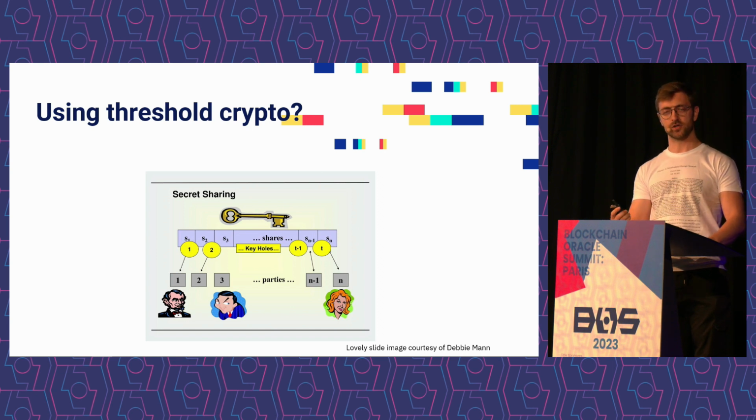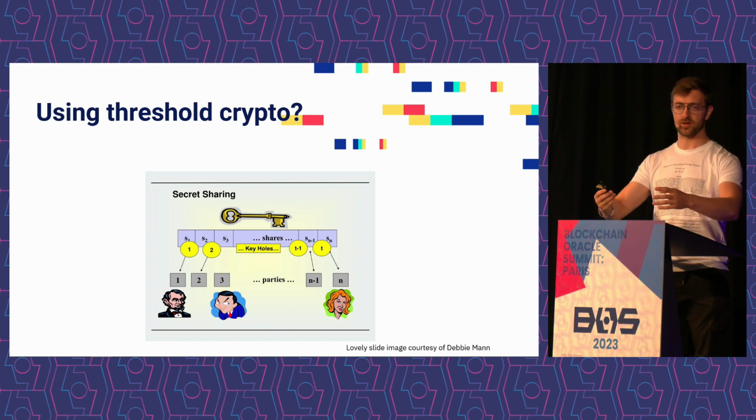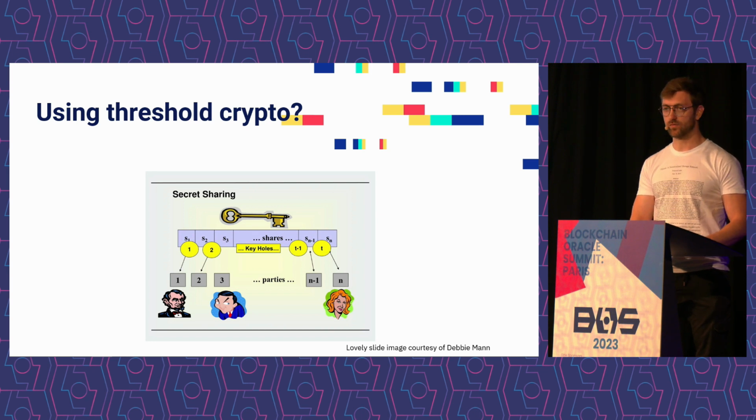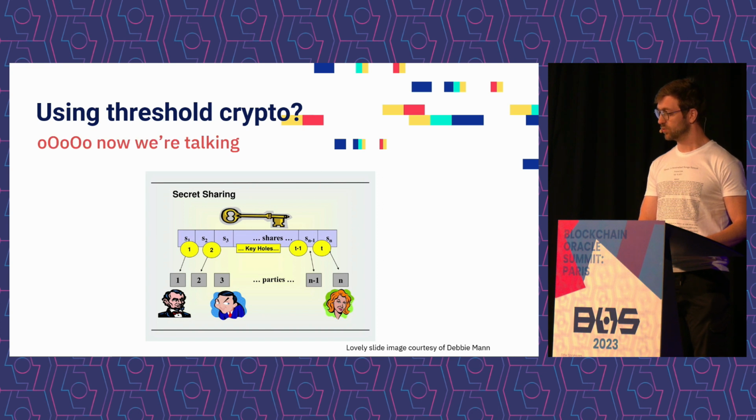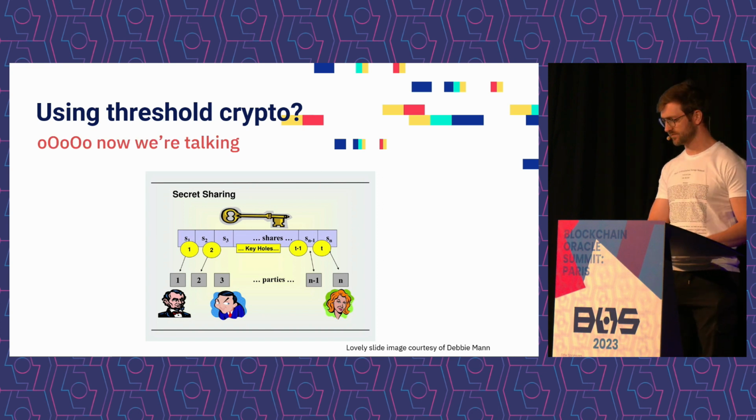The cool thing about threshold crypto is that no single party ever has the private key in memory. So if we wanted to create randomness, we can sign a message, and because nobody has access to the private key, they can't anticipate what the signature is going to be over some message, and therefore it's indistinguishable from randomness. So, ooh, now we're talking.